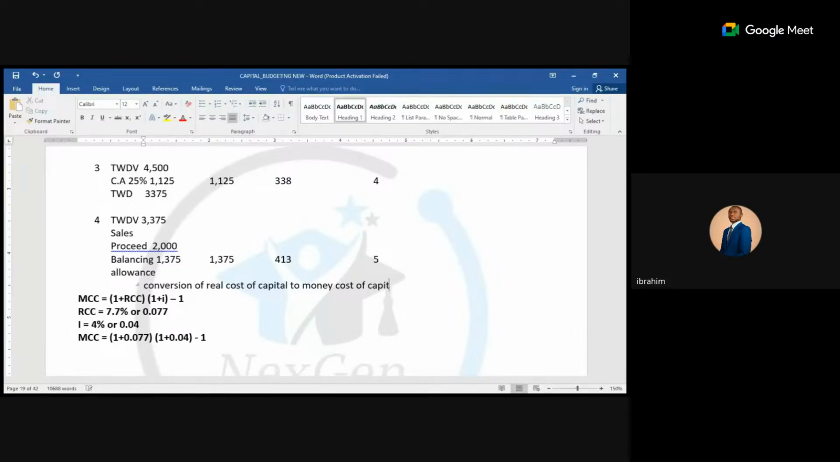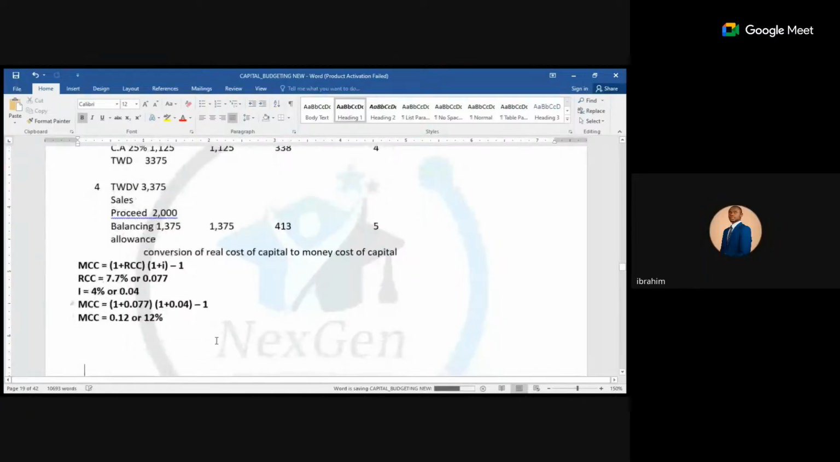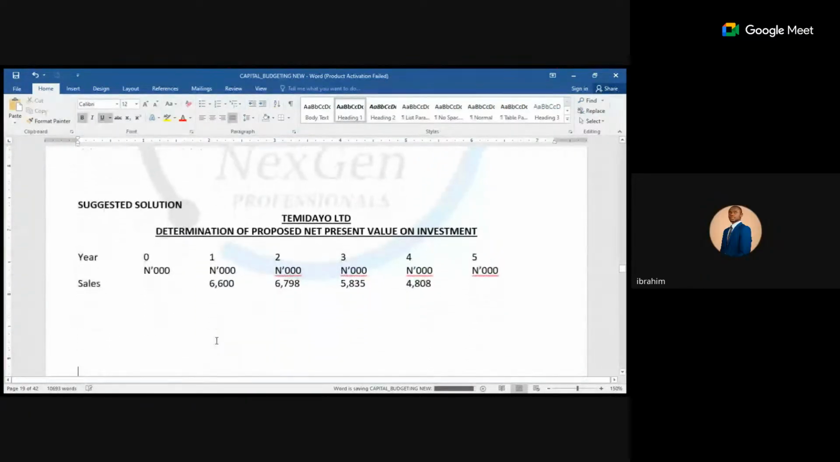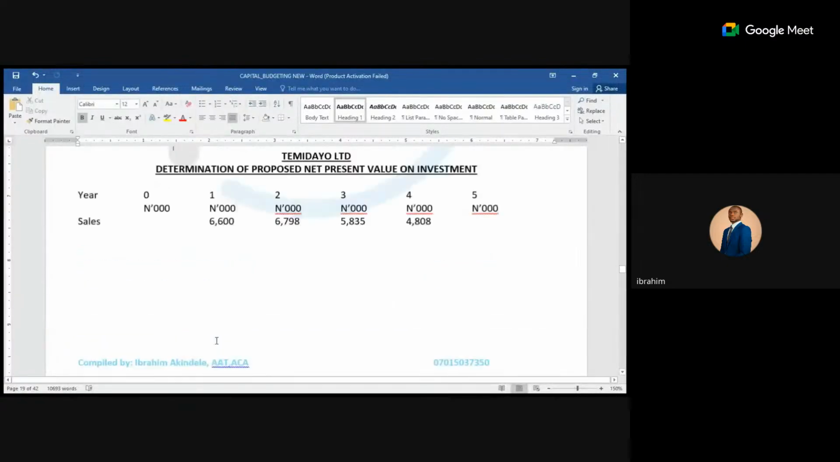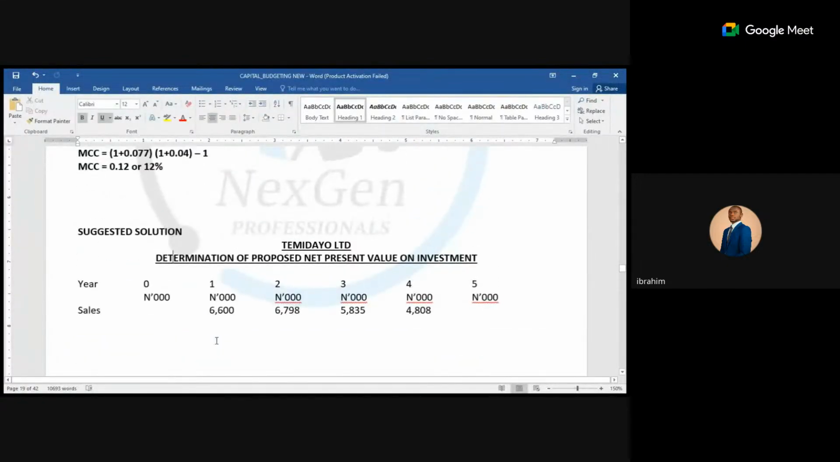So what will be our DCF? That is 0.12, that is 12%. So now you can insert everything here, right? Should we do that now, so that we can go for a break?